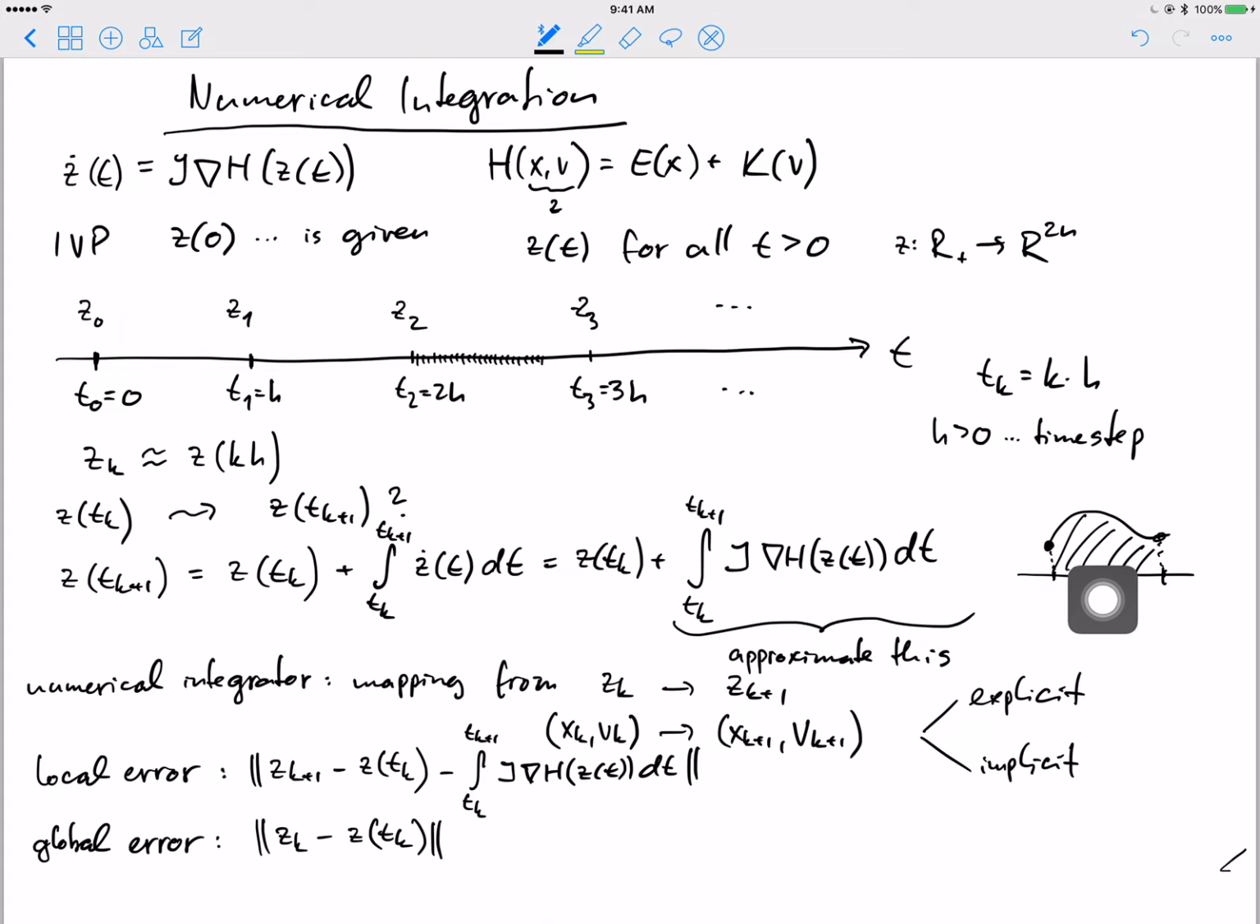Or look at this picture. If I have some function, maybe this will help. I don't know what that function is, but I know what the function is at this point here. Look at the upper left corner. I know what the function is there. That's my initial condition, that's where I'm starting. That's my z at tk. That I know.